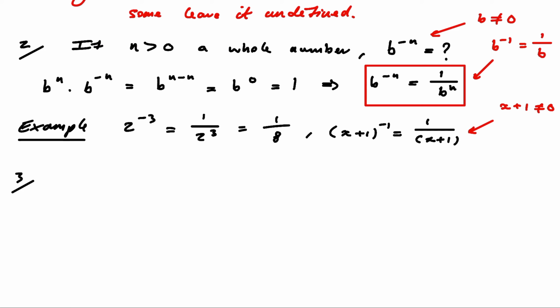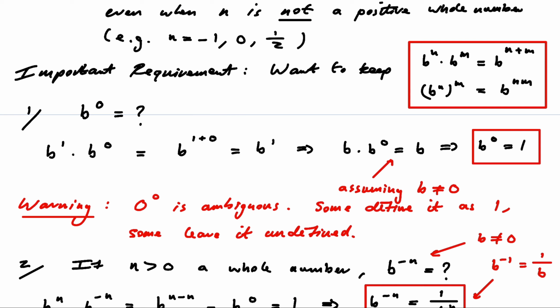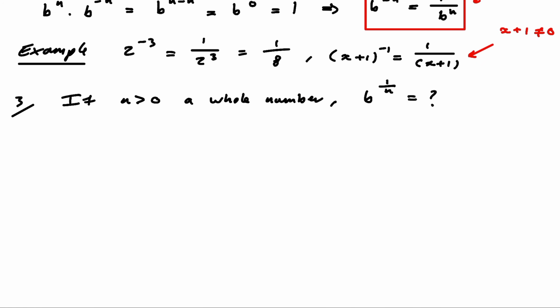What about if I'm dealing with some sort of fraction? So again, if n is greater than 0, a whole number, what is b to the power 1 over n? What would that even mean? So let's take a moment to go back up and look at my properties up here. We've only used the first. We've not used the second at any point. So what's the key thing about 1 over n?